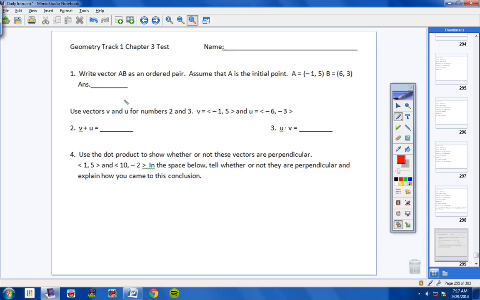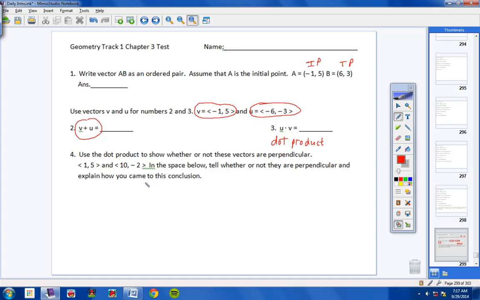Okay, here we go. Number one, write vector AB as an ordered pair. Assume that A is the initial point and B is the terminal point. So write the vector as an ordered pair. Numbers 2 and 3. Here's vector V. Here's vector U. I want you to add the two vectors on number 2, and on number 3 to take the dot product of those two vectors.